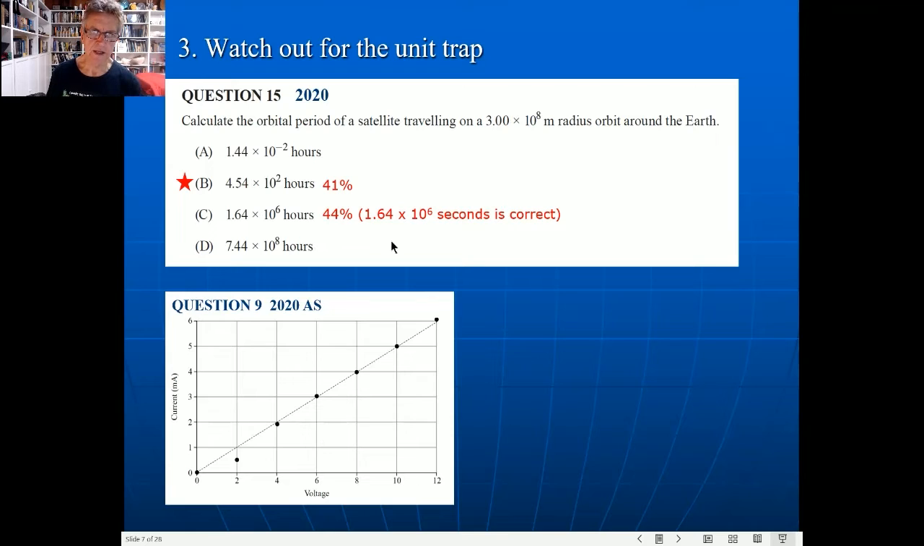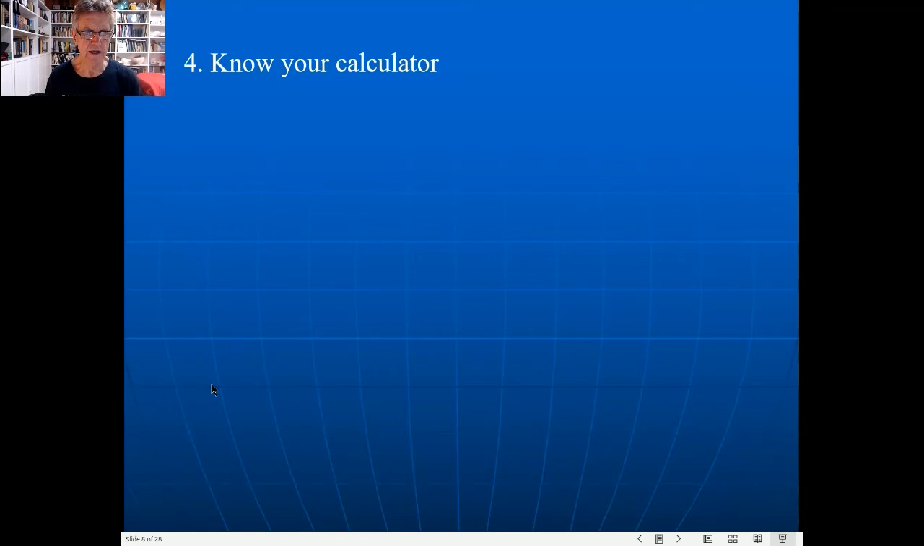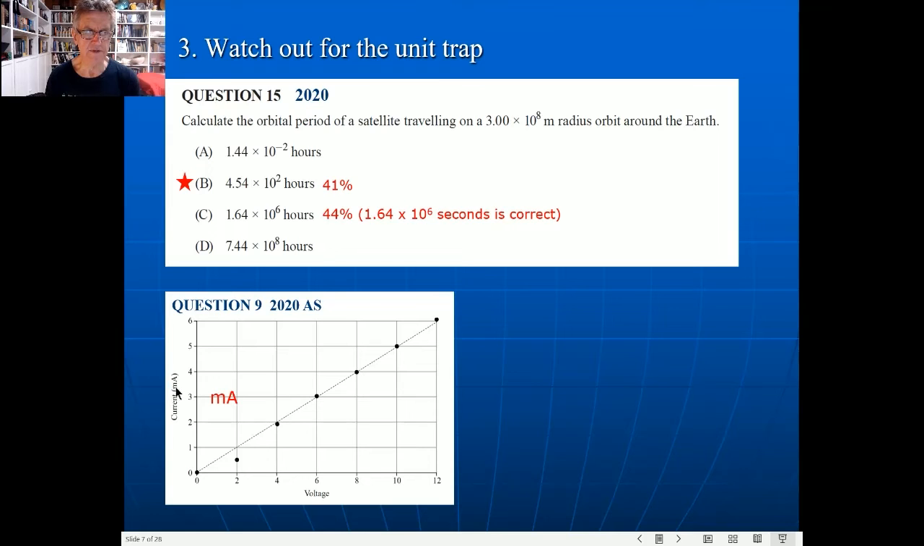Here's another one. This is off the alternative sequence exam, the 2021. Now, the trap here, this looks like the current versus voltage. It looks like an Ohm's law sort of question. But if you notice there, whoops, that's in milliamps, okay, not in amps. So when you're working out the current, or say the resistance or something like that, just be aware that's in milliamps. Okay, so that was a trap.